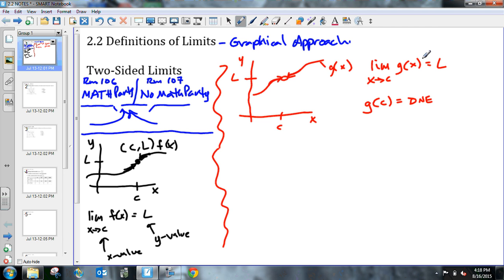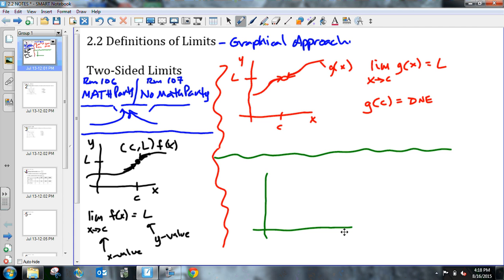But my limit value is L, okay? And then we have a third one, and we've got a couple other times where this works. But I'm going to draw another example of a limit. If I draw an x and y coordinate plane, and I draw some function, I'm going to call this c, and I'm going to put a point here and make a function go like this. I'm going to put another point here, an open point like that, and I'm going to call this function h, h of x.